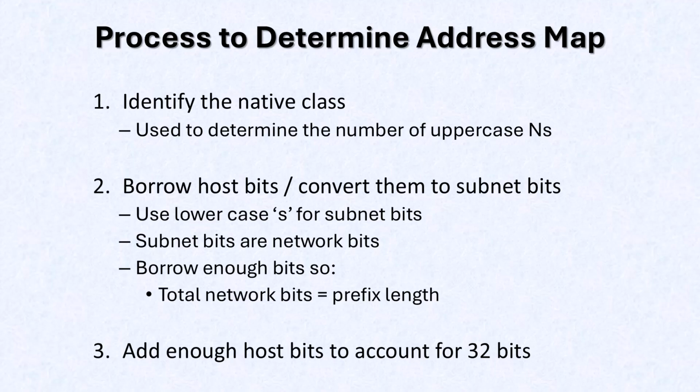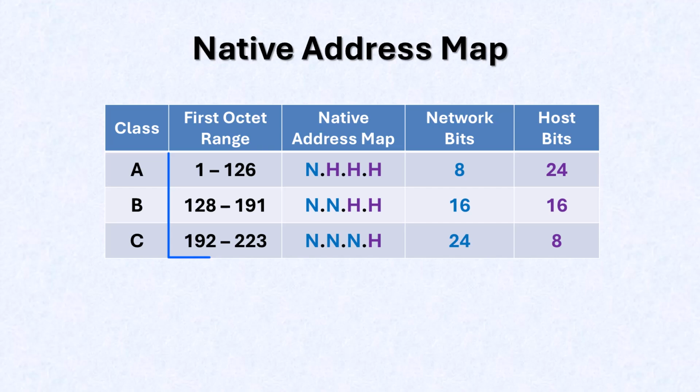First, let us quickly review the three-step process. Step 1 is to identify the native class of the address. Note the range of values in octet 1 and how they map to the specified class. In addition, note the corresponding native address map, where classful octets are represented using an uppercase N.